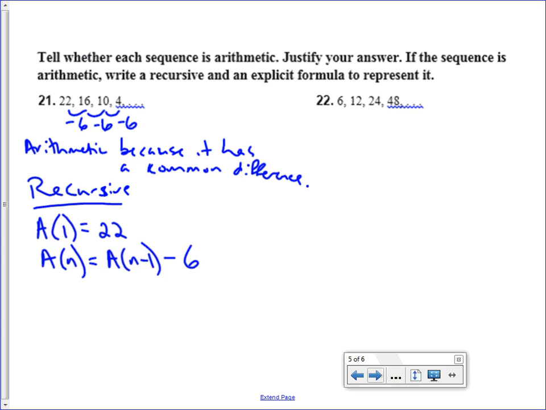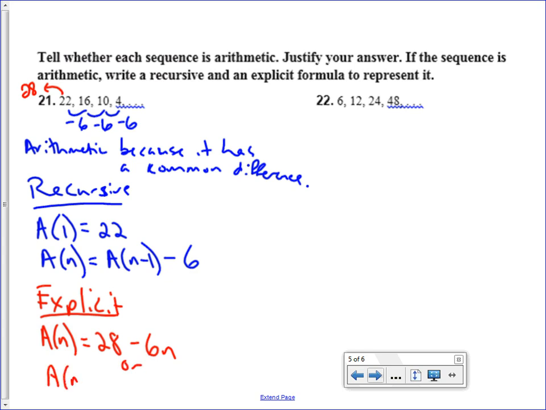The explicit. The explicit one would be this, 2 different ways. You could say that a n is equal to, if we went back to term 0 it would be 28. So it would be 28, and then we're going to have to minus 6n. Okay, that would be one way. Or if you use term 1, it would be 22 minus 6 times the previous number.